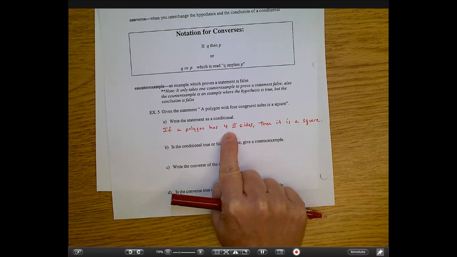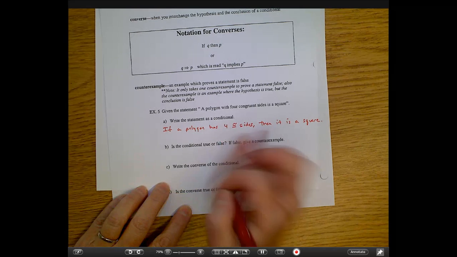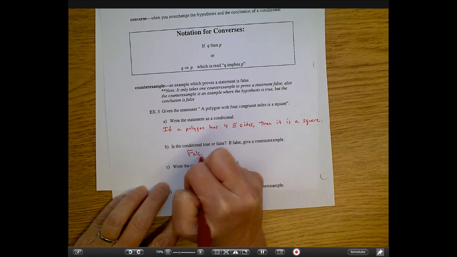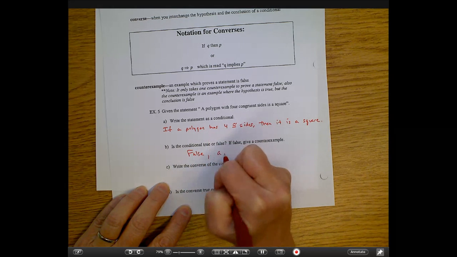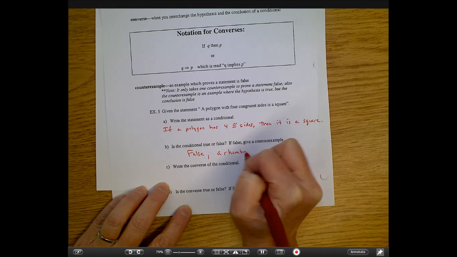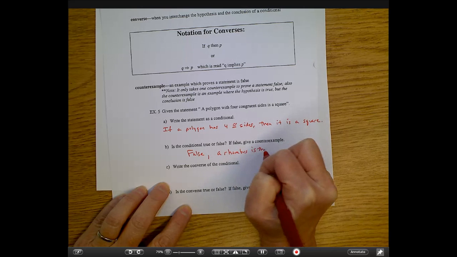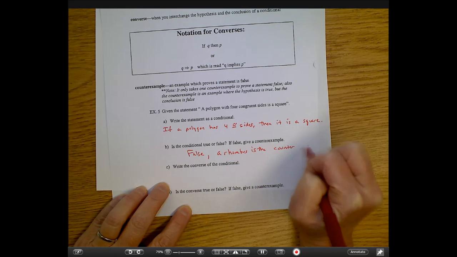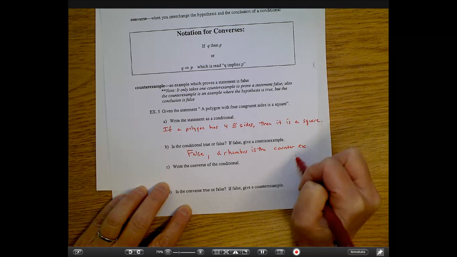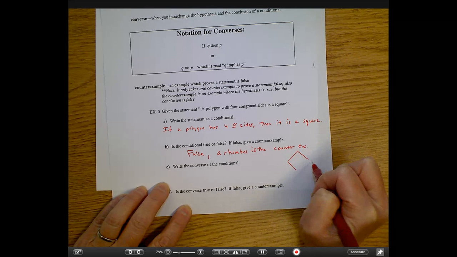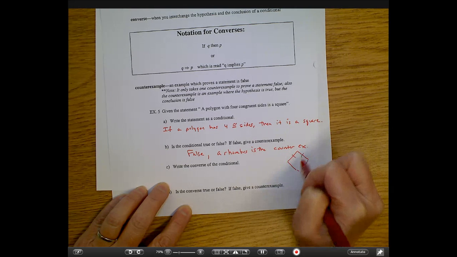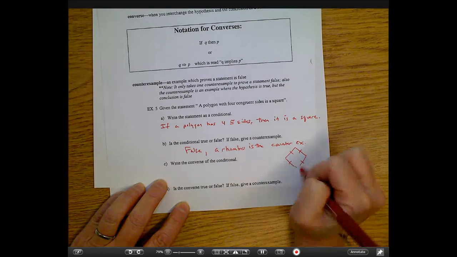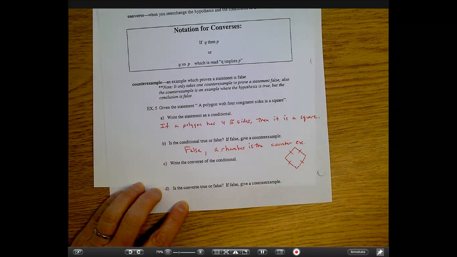So I think to myself, think of something with four congruent sides that's not a square. And I finally come to the realization that a rhombus would do that. So I would say this is false, and a rhombus is the counterexample. Because a rhombus is a polygon with four congruent sides, but it does not have to have four right angles.